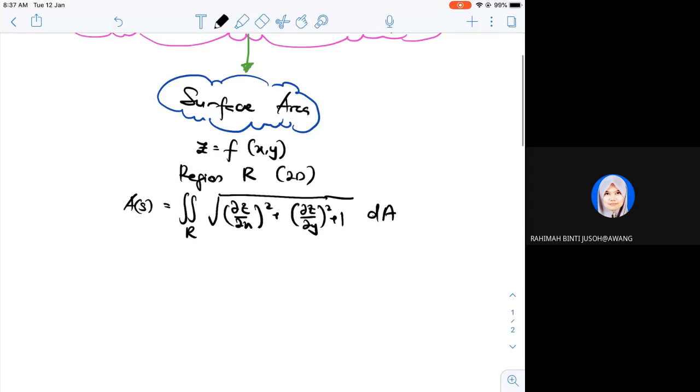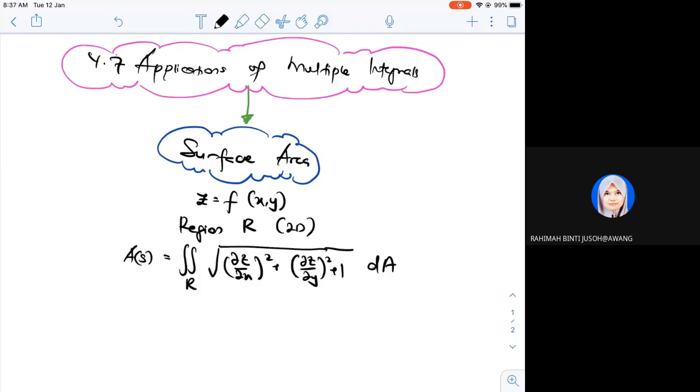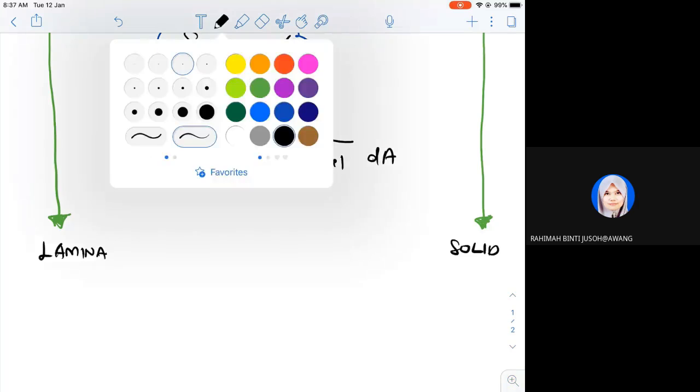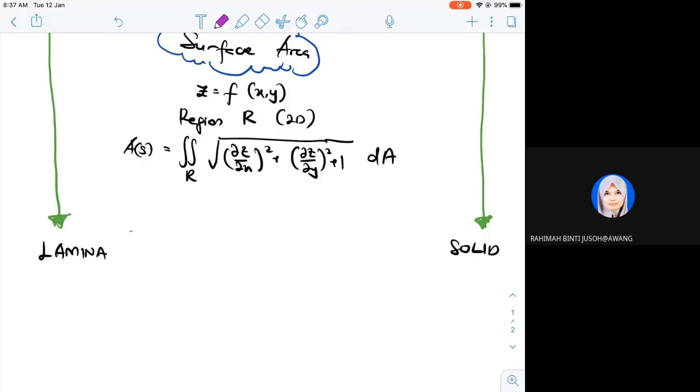Next, I'm going to explain about the other applications. Okay, we have the mind map here. And then we also have another one here. So, we have two objects here. The first one is lamina. Okay, lamina. And then the second one is solid. So lamina. And then this one is solid.